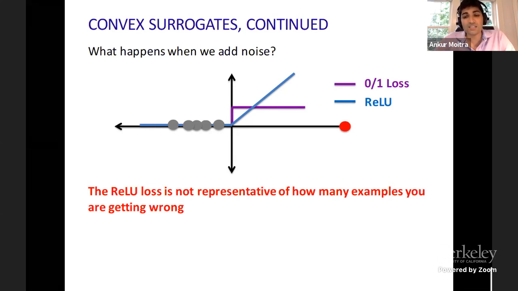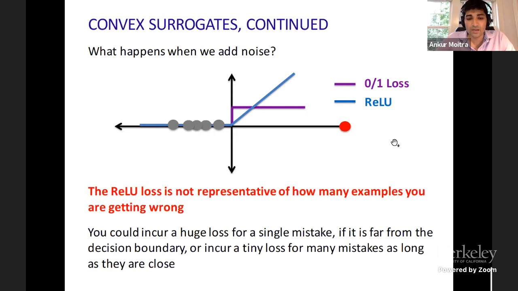So it's not representative of how many examples you're getting wrong. When the ReLU loss is large, it could be that there's just a single example that you've gotten extremely wrong. And alternatively, when the ReLU loss is small, it doesn't guarantee you have small 0, 1 loss because you could have tons of examples you get wrong. They're just very close to the decision boundary, right? So just to summarize, you could incur a huge loss for a single mistake or incur a tiny loss if there are many mistakes as long as they're close to the y-axis. So just minimizing the ReLU loss, even in the case of random classification noise, does not work.